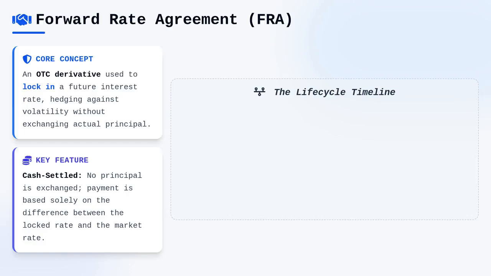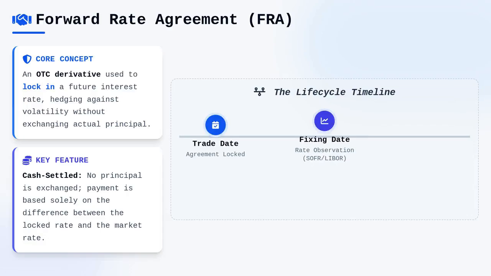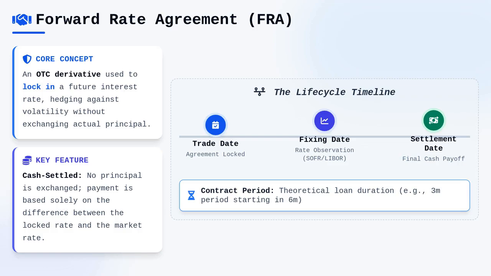The contract revolves around a sequence of key dates, specifically the trade date, the fixing date, and the settlement date. The fixing date is when the market reference rate, such as LIBOR or a more modern risk-free rate like SOFR, is observed to determine the final payoff. The contract period defines the duration of the underlying theoretical loan, typically expressed in months, such as a 3-month period starting 6 months from now. Understanding these timestamps is vital because they dictate exactly when the cash flows are calculated and when they are paid.